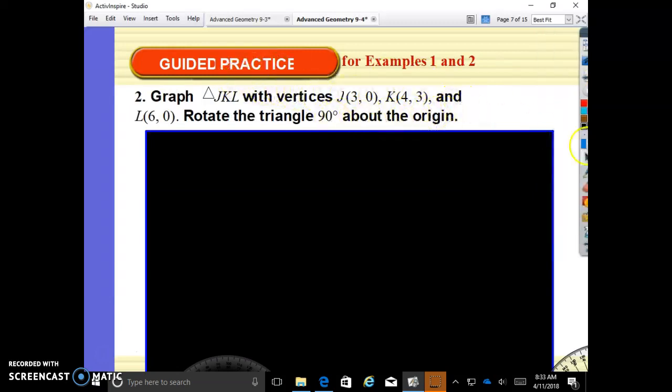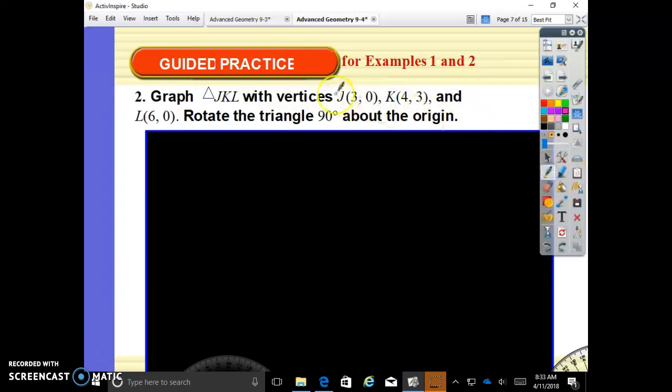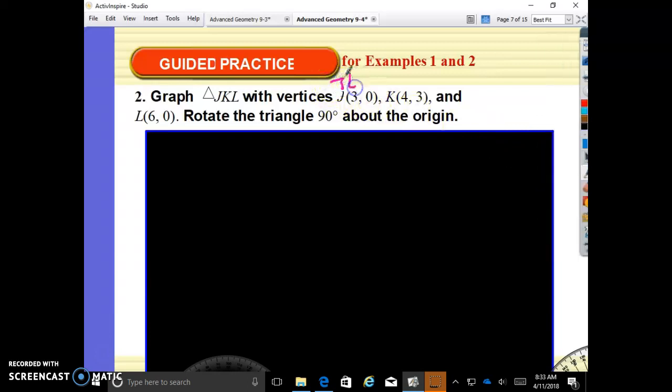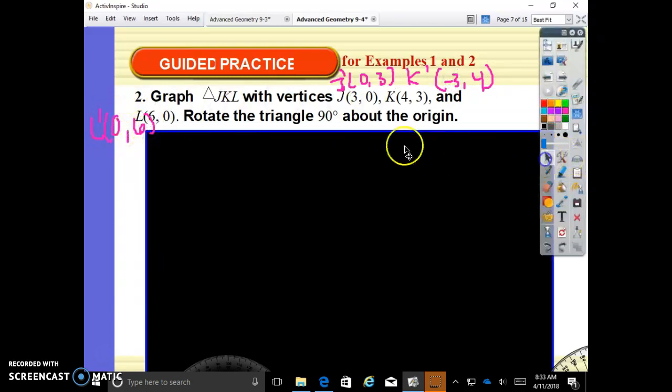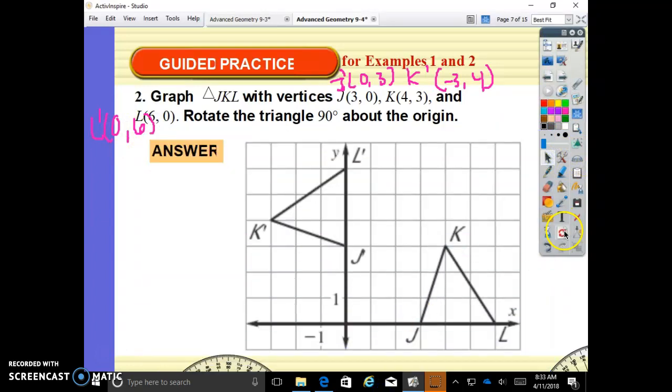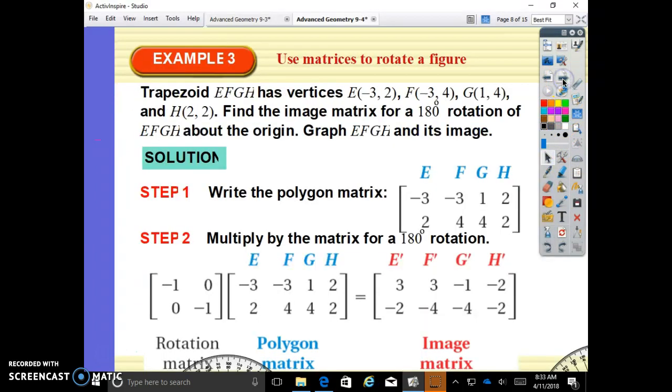Graphing the following vertices with a 90-degree rotation about the origin. So for 90 degrees, what's my rule? Switch the x and the y, change the sign of the new x. 0 still is 0. Nothing happens to that 0. And we plot our original, our pre-image, and our image, and that's simply all that we have to do.